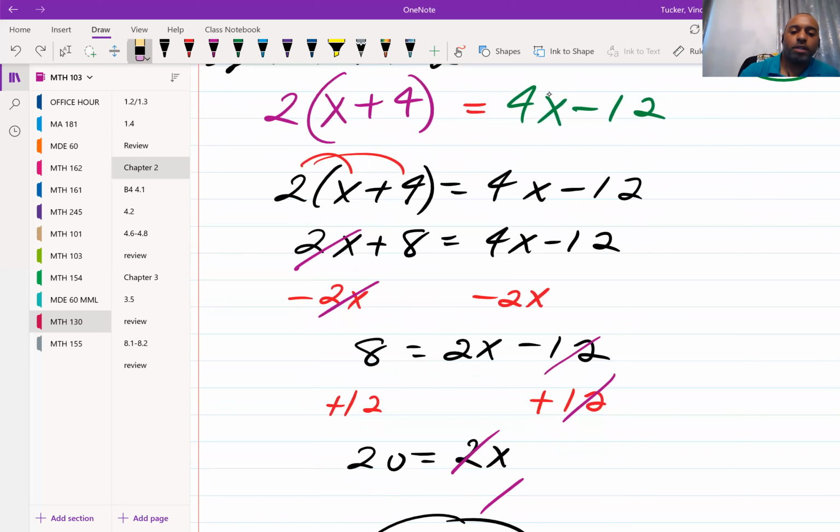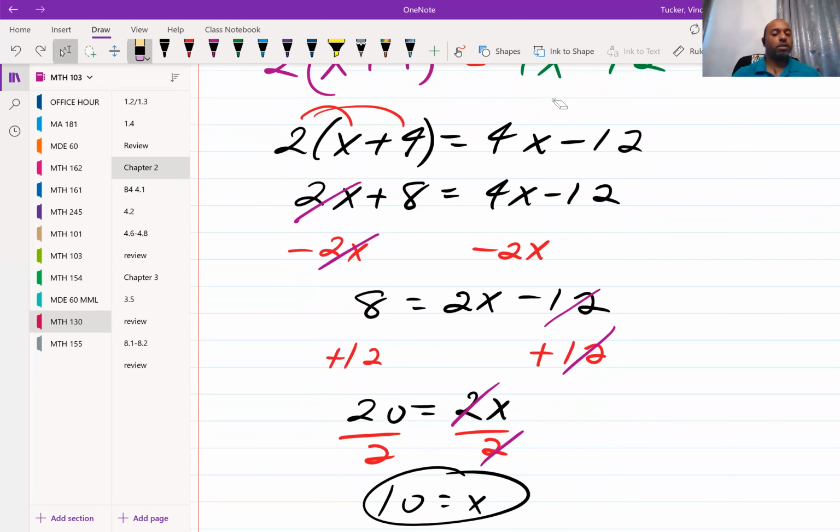And that'll leave you with 20 equal to 2x. Then divide by 2. X is equal to 10. All right. Any problems with that one before we look at another one?